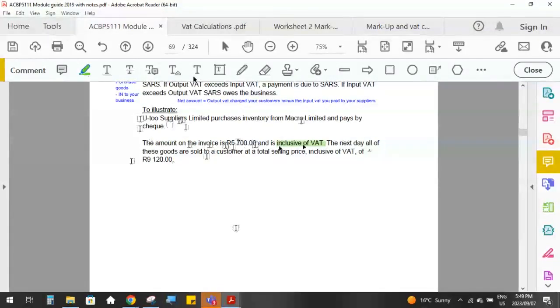So then we can see that the 5,700, including VAT, is the cost of the goods that U2 purchased in order to make a markup and then sell at a profit to their customers. Okay, so that's how business works. We either manufacture goods or we purchase them from someone else. We add on a markup so that we can make a profit, and then we sell the goods for more than what the goods originally cost us. Okay, so that's what's happening here.